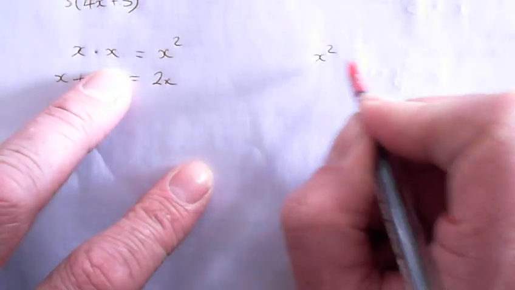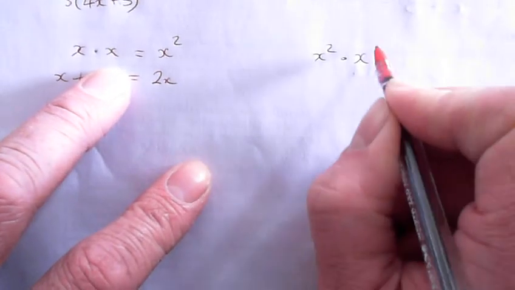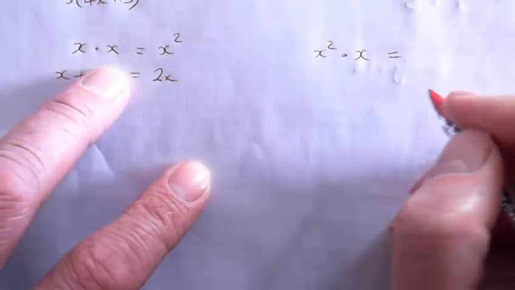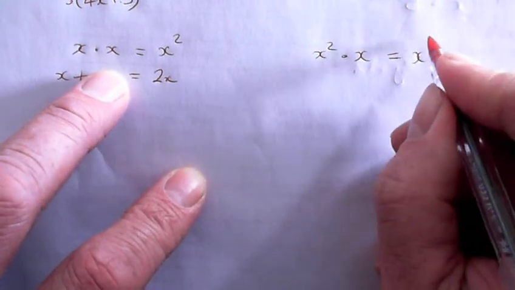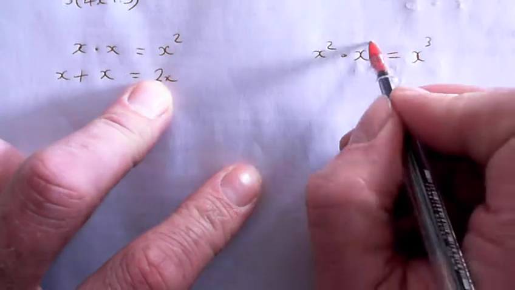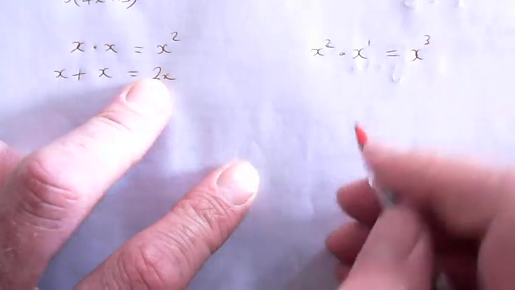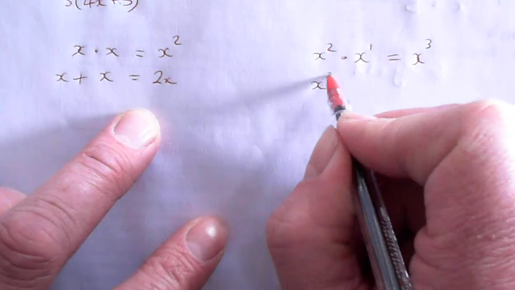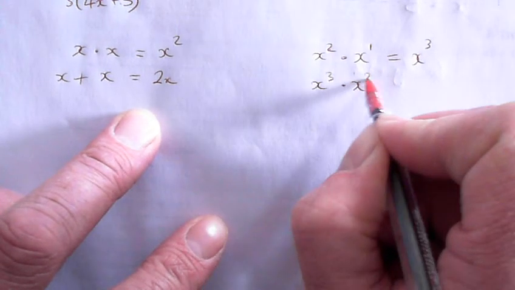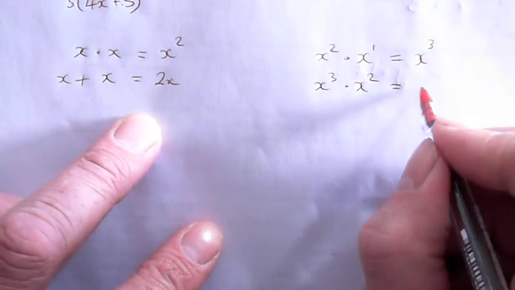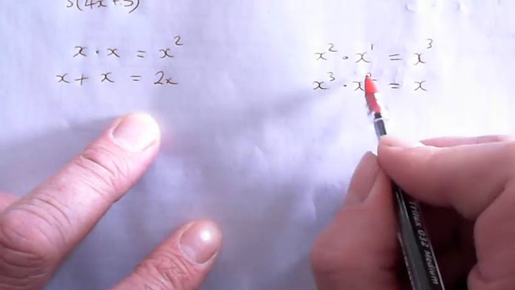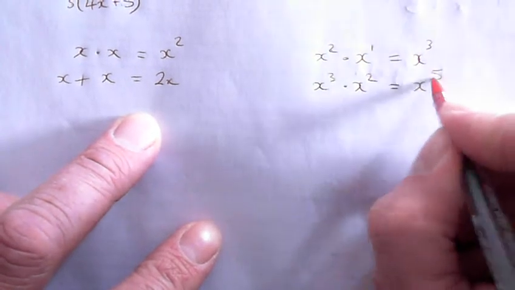What's x squared times x? x cubed. So that's a 1. So add the 2 and the 1, you get a 3. x cubed. What's x cubed times x squared? x to the 5. Add the 3 and the 2.